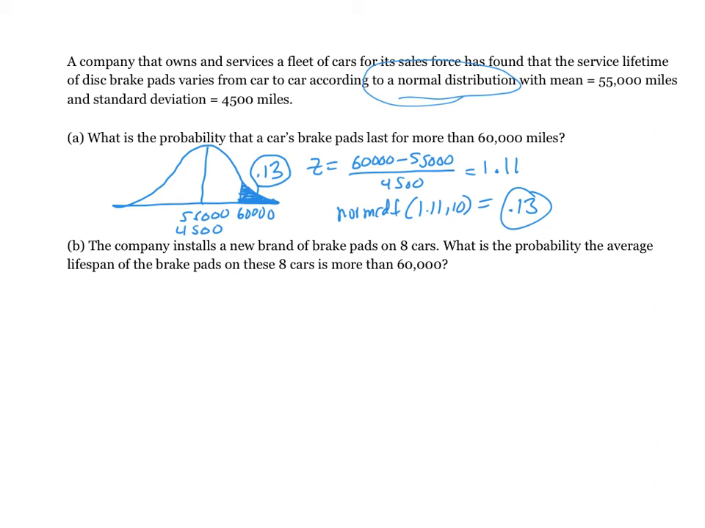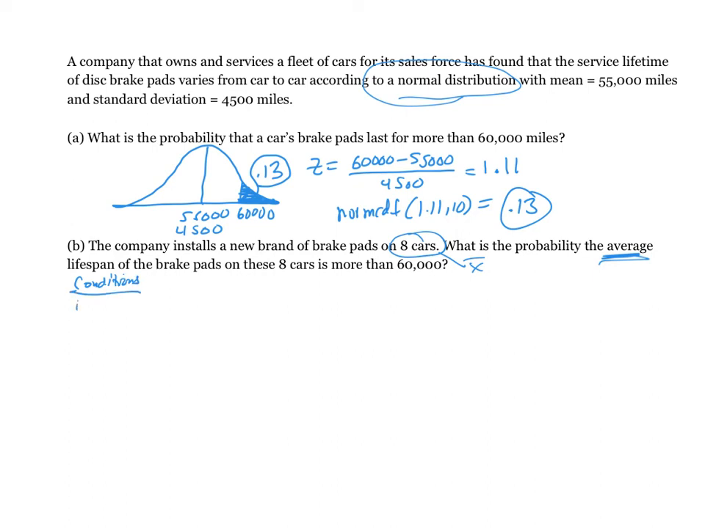Okay. Now, B says the company installs a new brand of brake pads on 8 cars. What is the probability the average lifespan of the brake pads on these 8 cars is more than 60,000? So I'm talking about the average of these 8 cars. That's going to be an X bar. So I need to know, what does that sampling distribution look like? Okay. So first I'd have to check conditions.